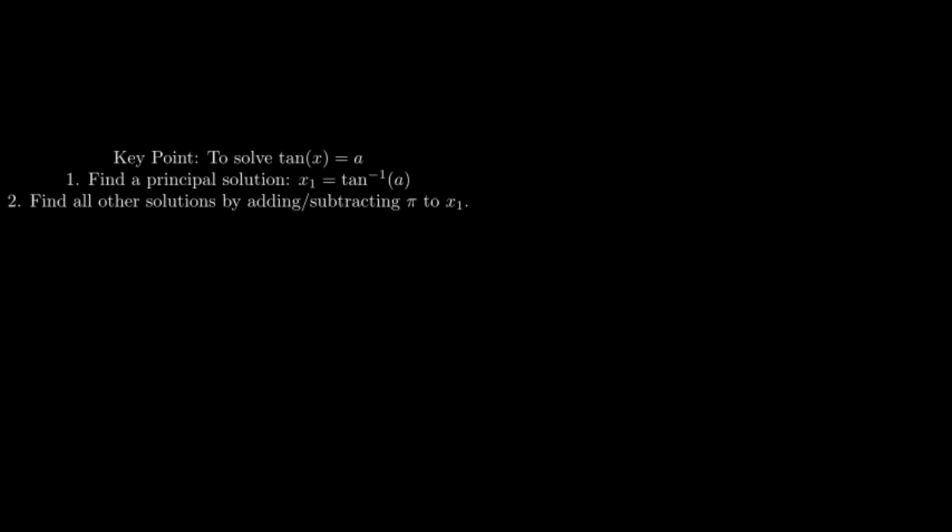Finally, let's cover how to solve tangent equations. The method for tangent is simpler because its period is pi, not 2 pi. To solve a tangent equation, you find the principal solution x1 using the inverse tangent. Then, because the period of the tangent function is pi, you can find all other solutions by simply adding or subtracting multiples of pi from x1. Let's see this in action.